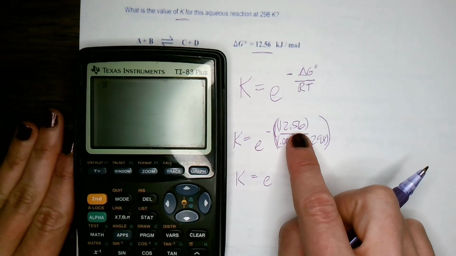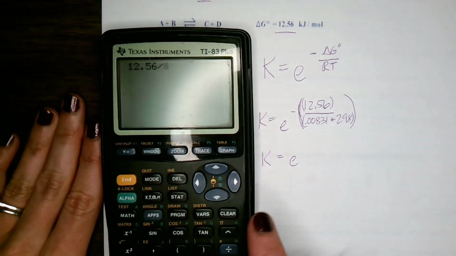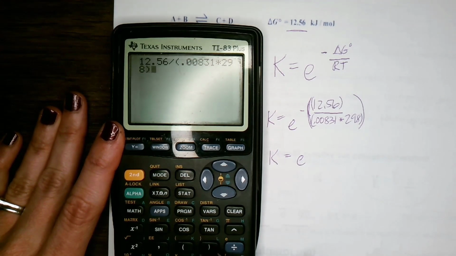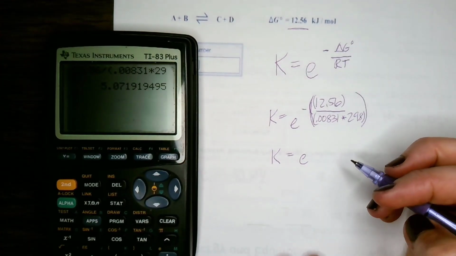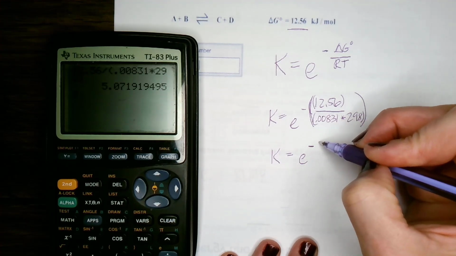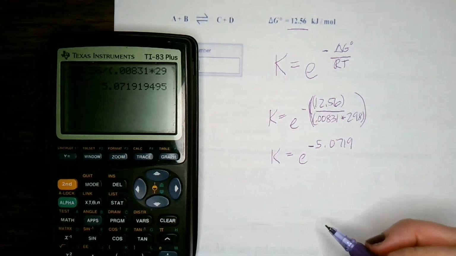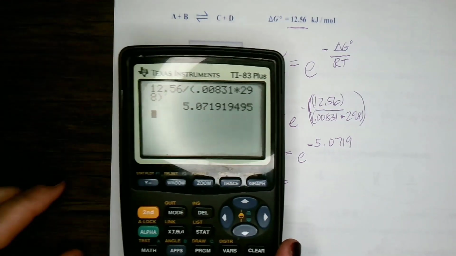Now let's simplify this. So let's do our 12.56 divided by, I'm going to put in parentheses, 0.00831 times 298. So I got 5.0719, so it's e to the negative 5.0719.